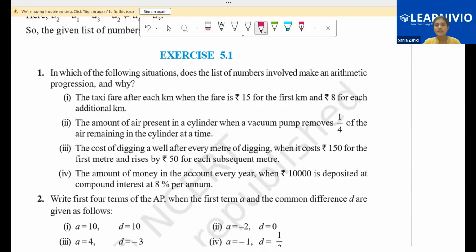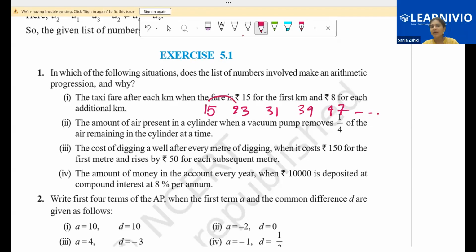The first question says the taxi fare for each kilometer, when the fare is rupees 15 for the first kilometer and rupees 8 for each additional kilometer. So first of all, you form the sequence. When you travel 1 kilometer, the taxi fare is 15. When you travel one more kilometer, you get plus rupees 8. So you get 23. When you travel further, you get plus 8 again, so 31. Again, you get 39, and so on. You get 47, and so on.